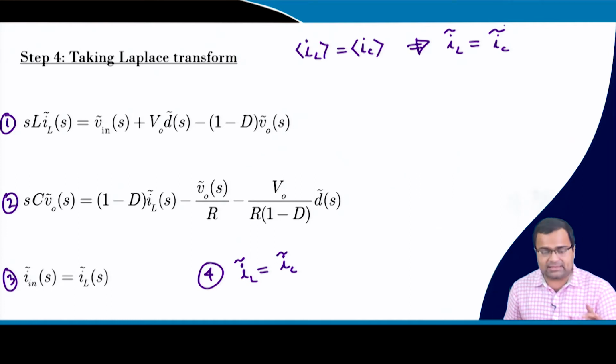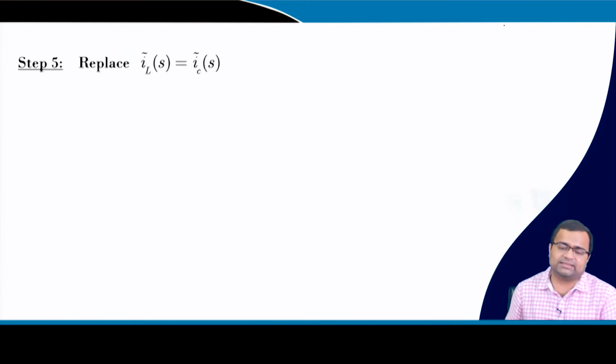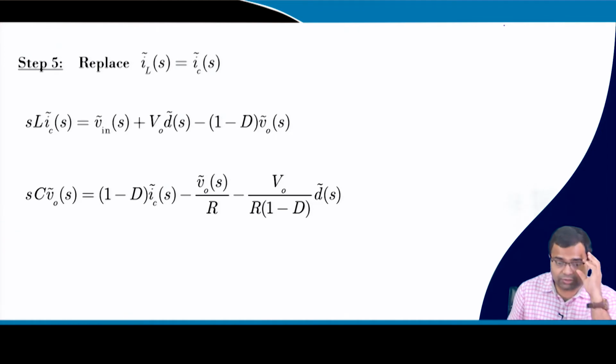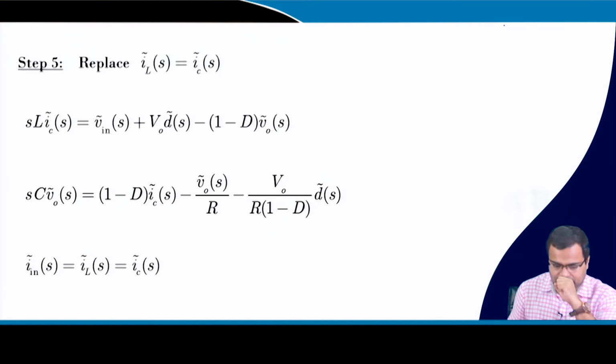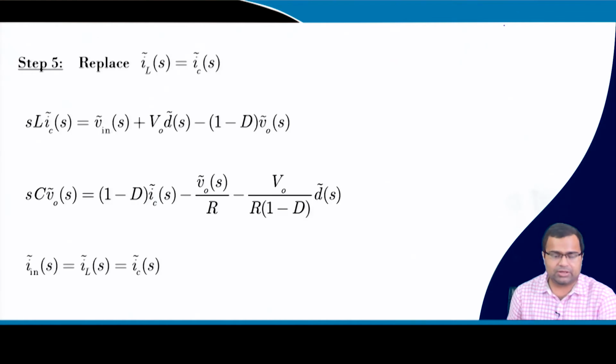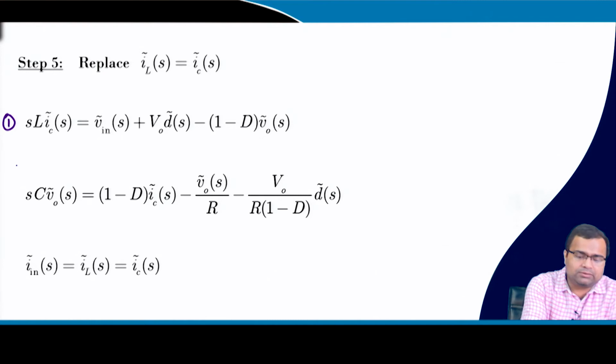Next, we have to replace all this I_L by I_C, because we have considered this, right. So, it looks like the inductor current is replaced by a control current, and you will see the inductor will virtually become a control current source. Okay. So, if you replace in this equation I_L bar, the input current, then we can obtain d hat from the current dynamics. That means here we have three equations 1, 2, 3.